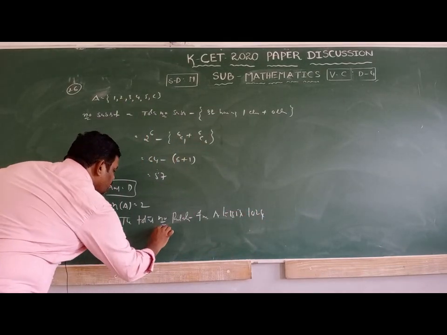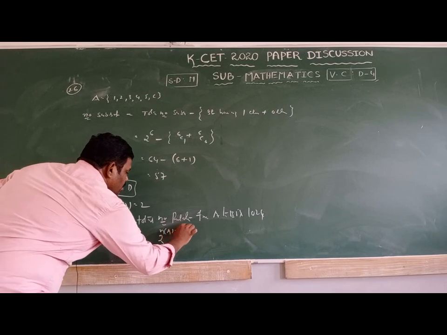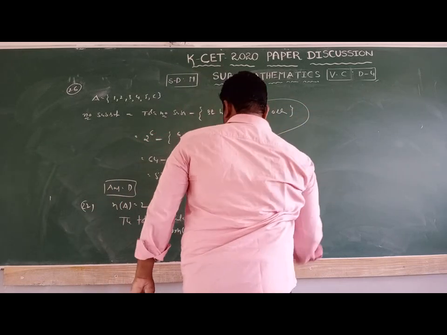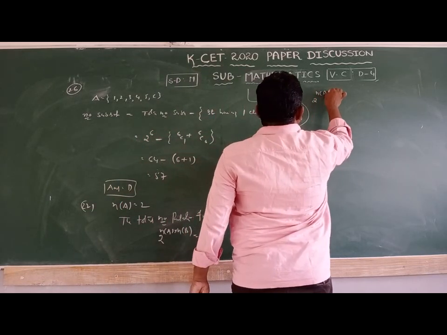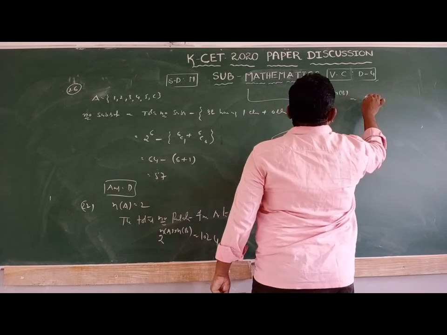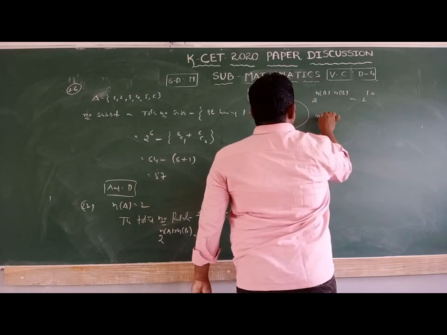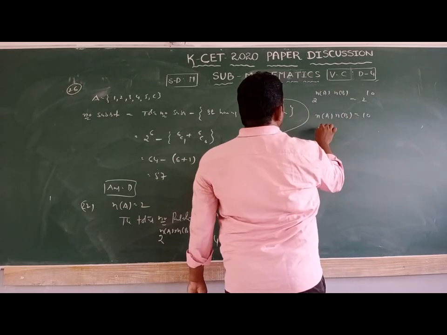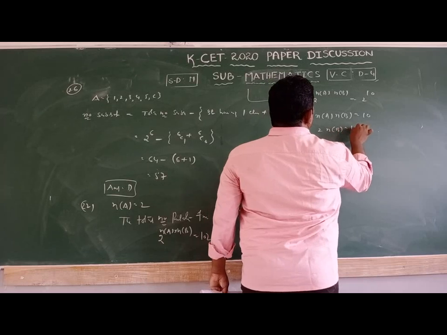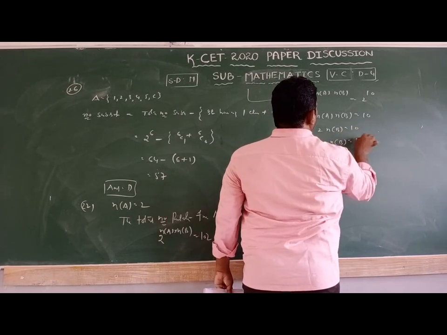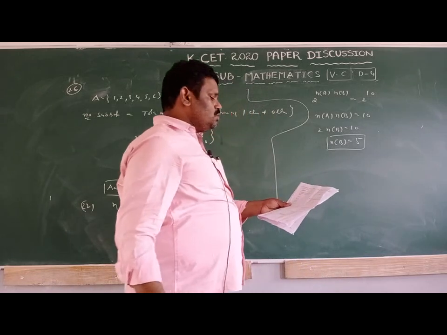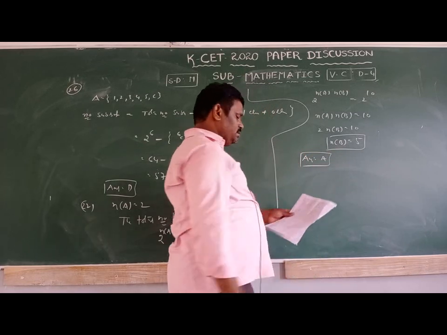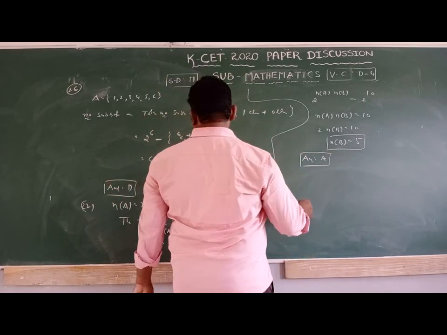The formula is 2 power n(A) into n(B) is equal to 1024. The number of relations is 2 power 10, so n(A) into n(B) is equal to 10. n(A) is equal to 2, so 2 into n(B) is equal to 10, and n(B) is equal to 5. So which option is correct? Answer is A.